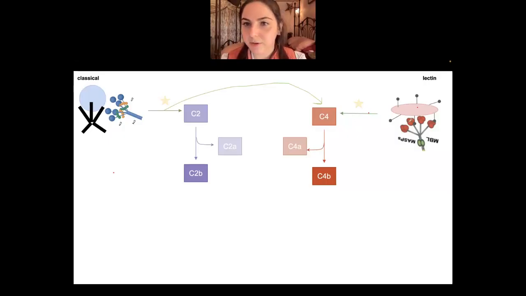So I tried to keep the color coding. C1 can cleave C2 and C4 into C4A, C4B, C2A, C2B. Mannose binding lectin can only cleave C4 into C4A and C4B. That's just a little difference between the two.